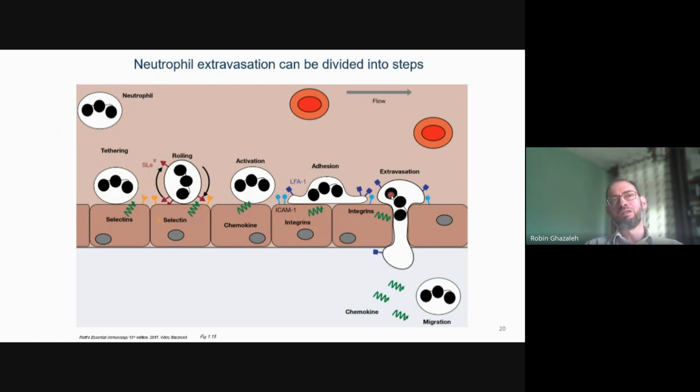Cells don't have legs to walk and move, but on the surface of the cells are integrin molecules, and these are able to bind onto other molecules on the opposing surface and then pull themselves. So it's like an amoeboid type of movement through these cell adhesion molecules.